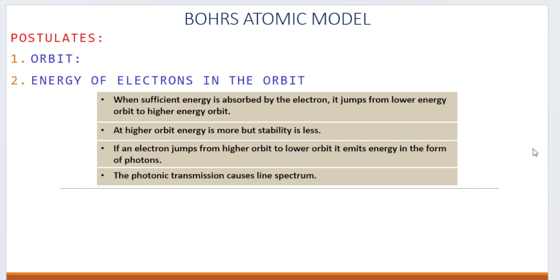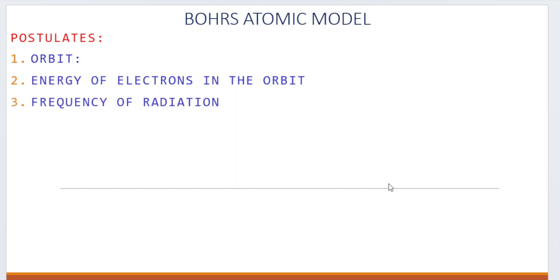This photonic transition causes the line spectra. Okay, now this is the energy of electron in the orbit. And the next, third one, is frequency of radiation.